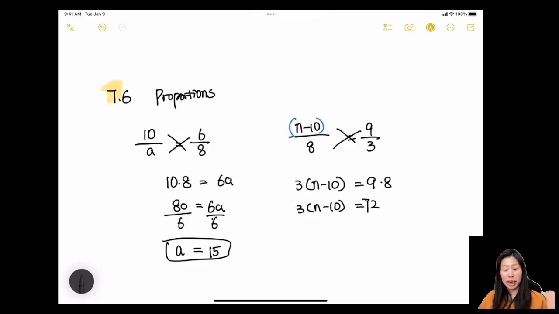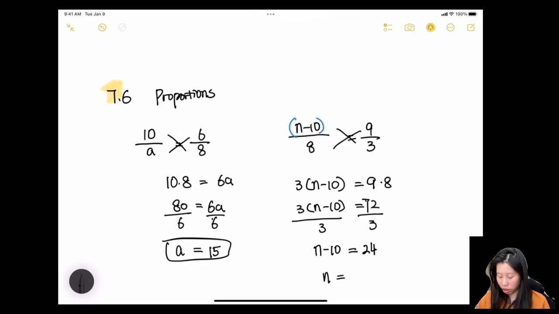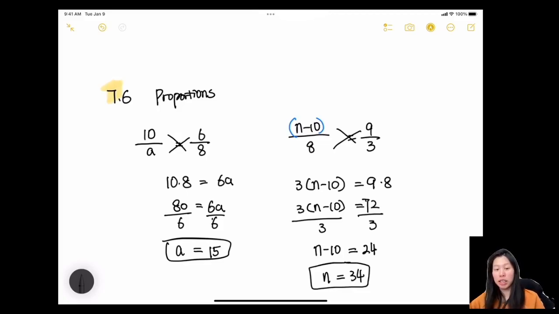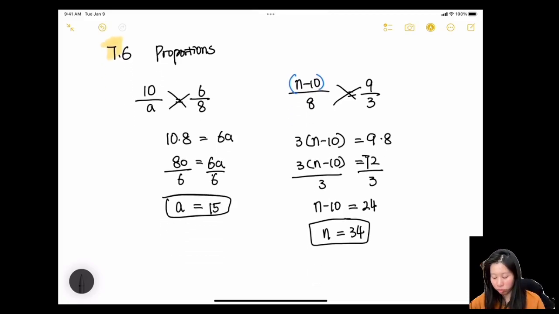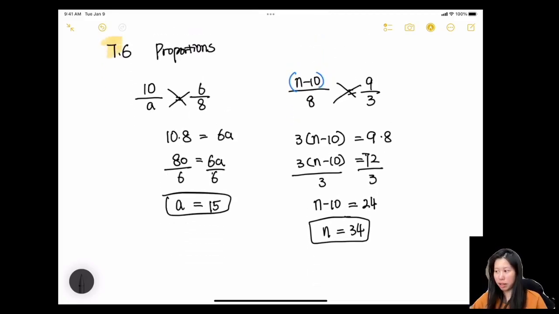You can distribute the 3 inside first, or you can divide by 3 on both sides. I will just go ahead and divide by 3 on both sides. So I have n minus 10 equals 24. And then you add 10 on both sides. I have n equals 34. So that's proportion. Basically, you're just trying to use the cross multiply.